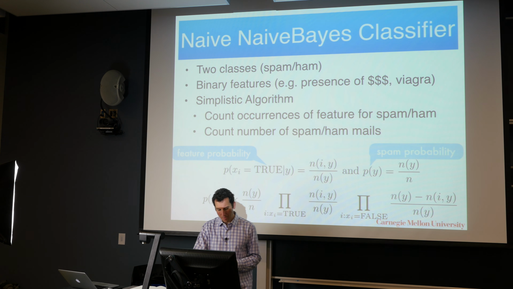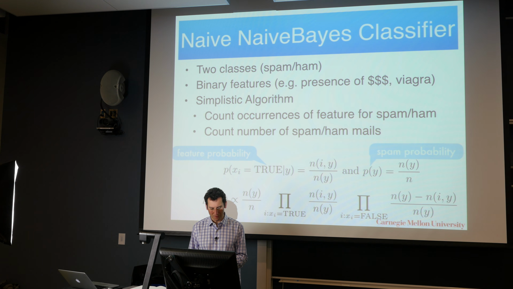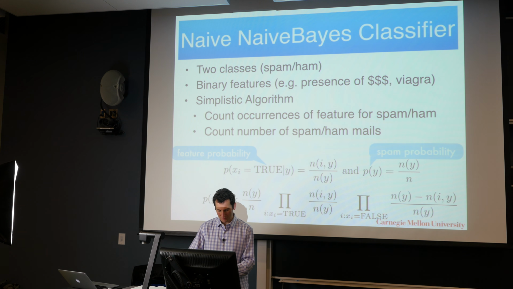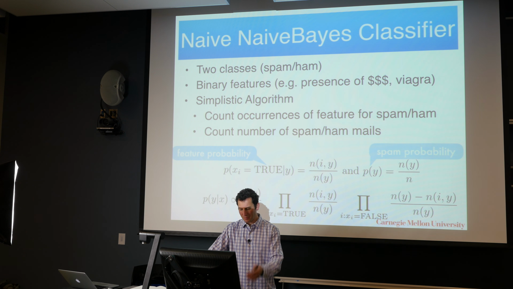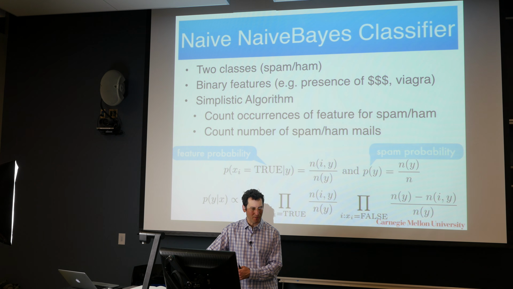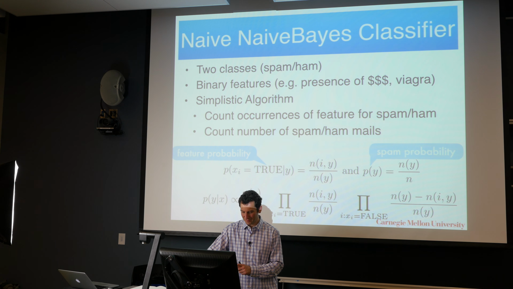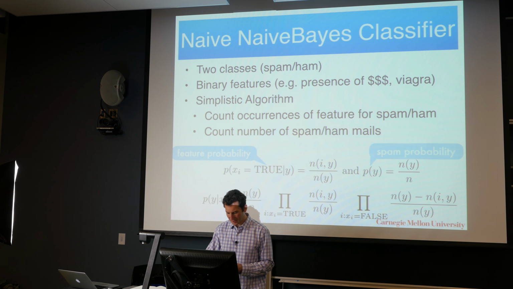So all I do is have P of x_i equals true. It's the number of times that i occurs for y, divided by the number of times that y occurs. So let's say I count the number of times that CMU occurs in ham, count the number of times that CMU occurs in spam, and I get the corresponding word probabilities. Okay. And then I'm basically done, right?